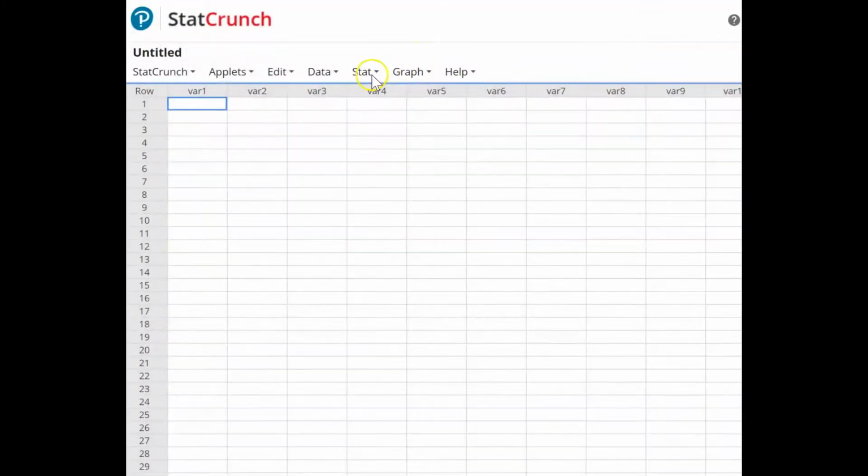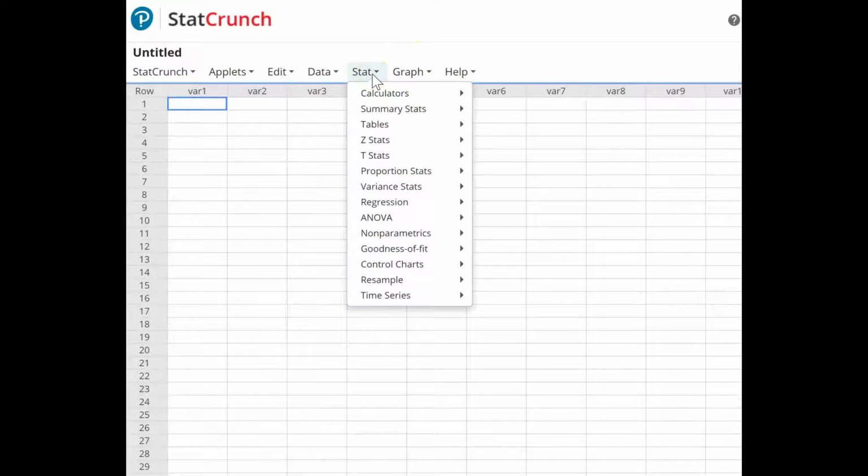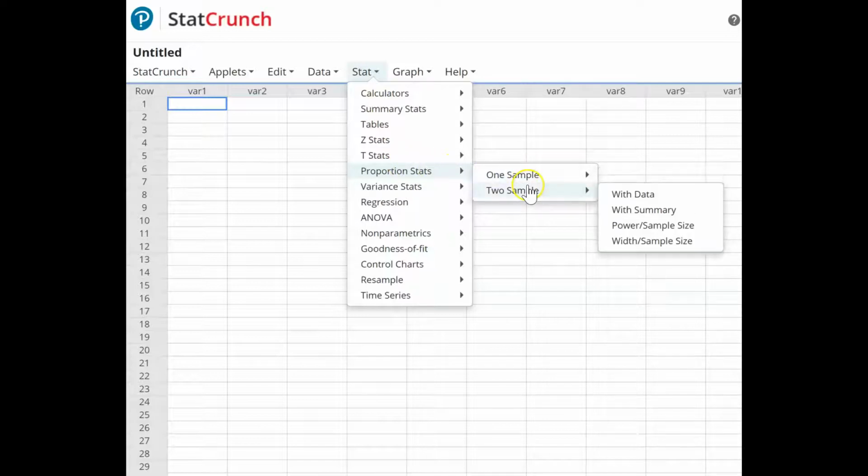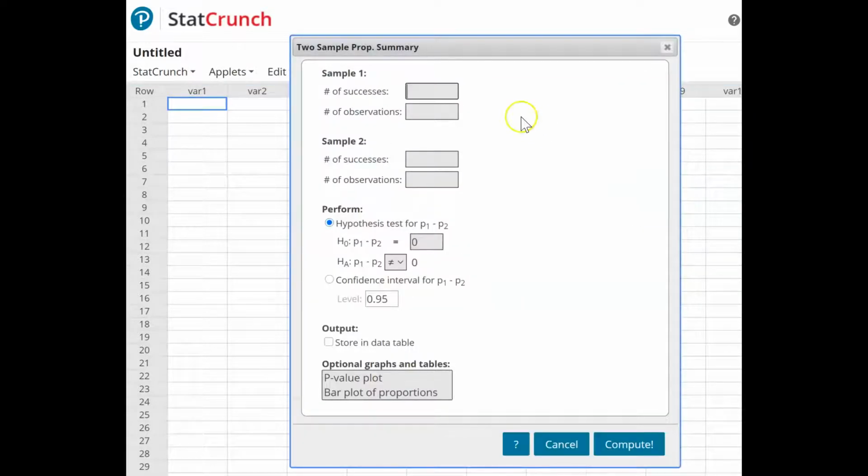I'm going to use StatCrunch. To test the hypothesis about two population proportions in StatCrunch, go to Stat, Proportion Stats, Two Samples, and we have Summary. So we're going to test it with Summary. Enter the number of successes in the first sample, 12. Total number of observations, 46. The number of successes in the second sample, 27. Total number of observations, 43.